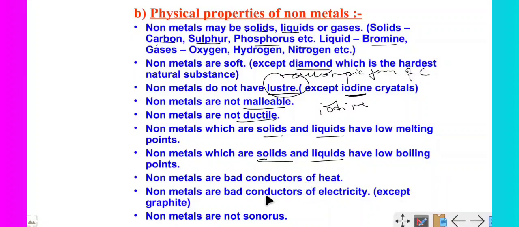Next one, what can we expect? You can expect that non-metals are what? Bad conductors of heat. Non-metals are bad conductors of electricity. And another example is graphite. Now again, this graphite is also what? It is an allotropic form of carbon.